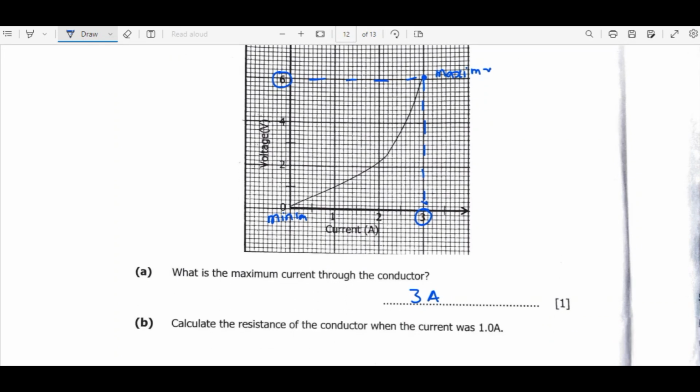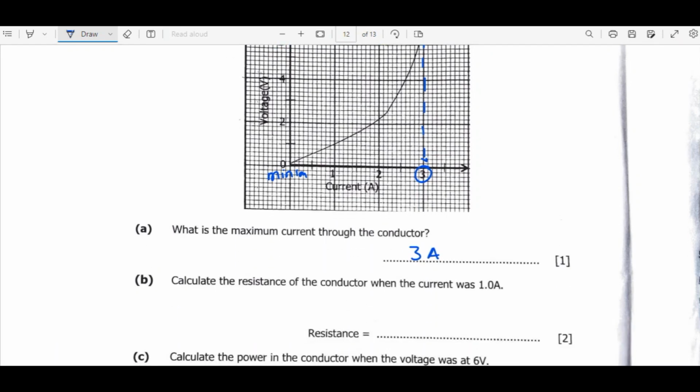Then calculate the resistance of the conductor when the current is 1.0. So resistance is equal to voltage divided by current. Current given is 1. So our task is we need to find the voltage when the current was 1.0. So when current is 1.0 is here. So we move from this until it touches our curve. Then after that we need to turn 90 degrees to the left. So if this is 0, then here should be 1. So it's 1, which is 1 divided by 1 is 1 ohm.